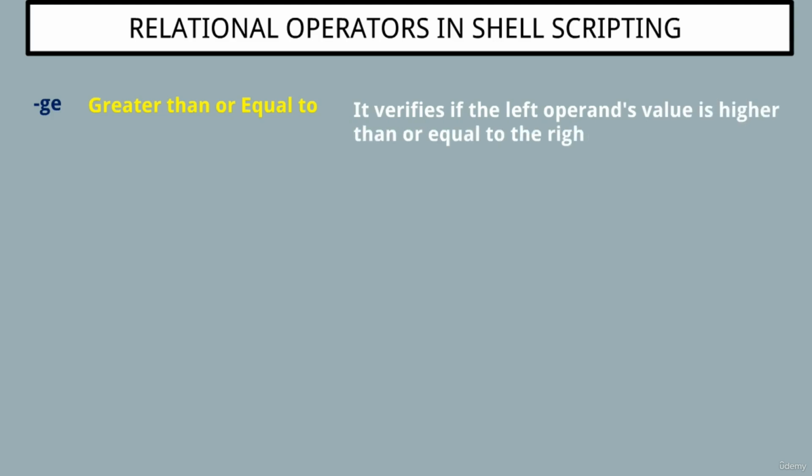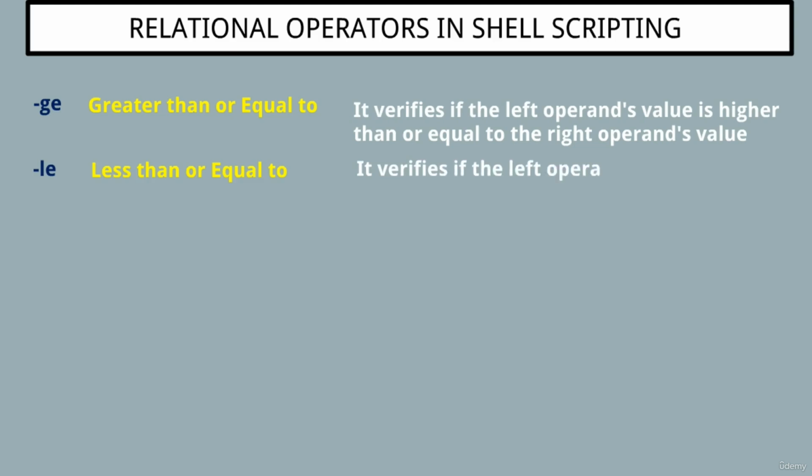Next is -ge, which means greater than or equal to. It verifies if the left operand's value is higher than or equal to the right operand's value. If so, the condition is true. Next is -le, which means less than or equal to. It works same as -ge, but in the opposite way. It verifies if the left operand's value is less than or equal to the right operand's value. If it is, the condition is true.